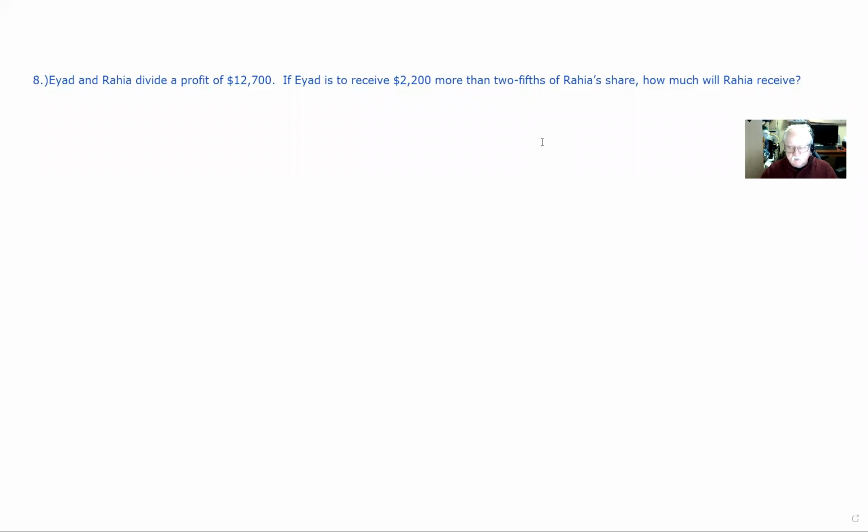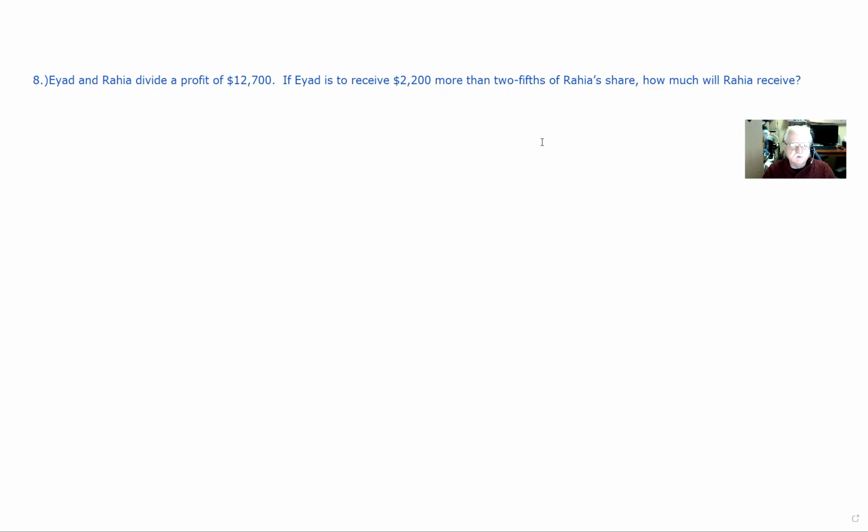This is question 8 of the chapter 4 agenda questions. Let's see what they've told us here. Iad and Rhea divide a profit of 12,700. If Iad is to receive 2,200 more than 2/5 of Rhea's share, how much will Rhea receive?